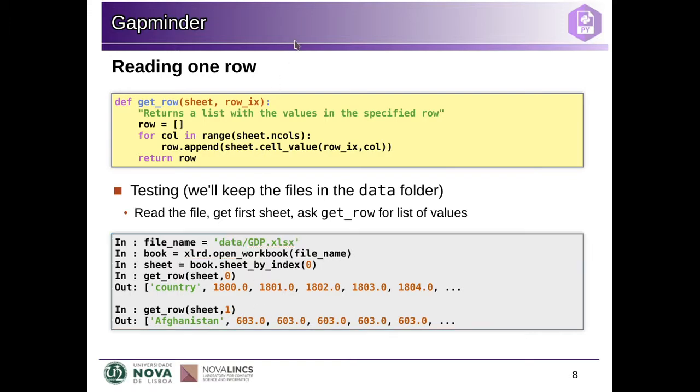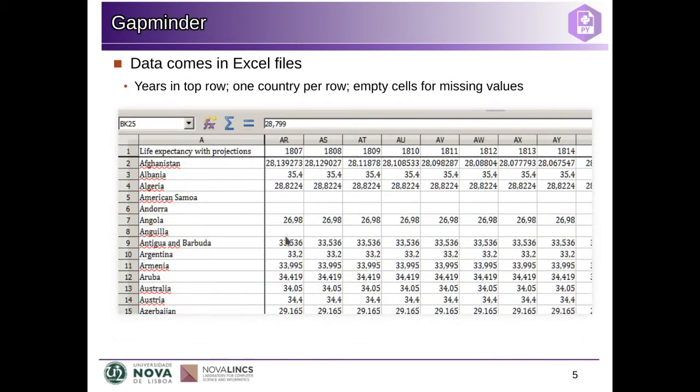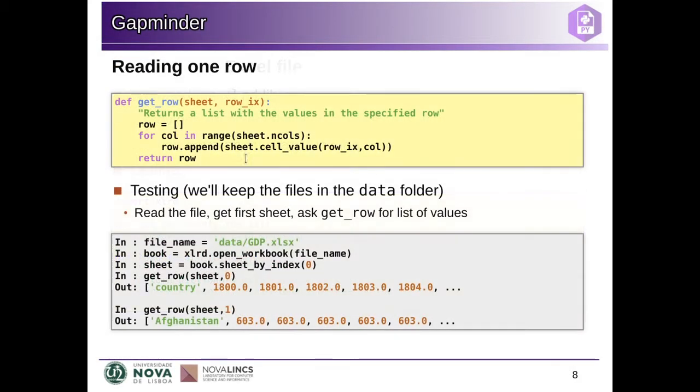If there is no data, so if we find a cell that is like this, what we get is an empty string. If there are numbers, the cell_value function converts them into an actual number, a Python number. If it's text, then we have a string. So that's what happens here in country, Afghanistan, and so on. If it's an empty cell, we get an empty string.